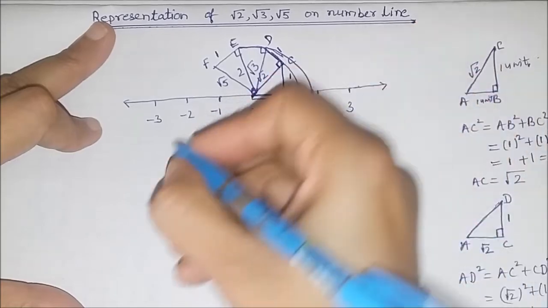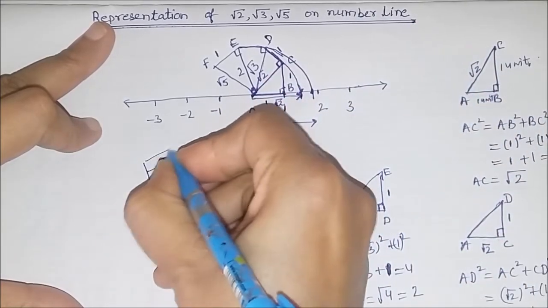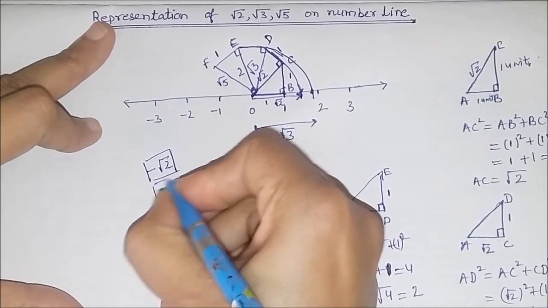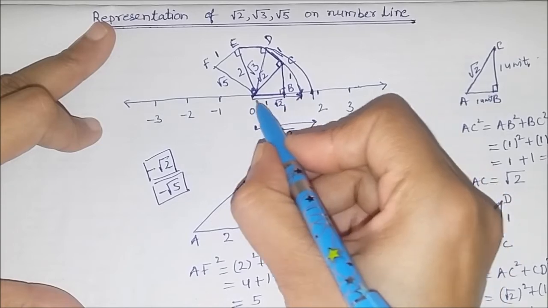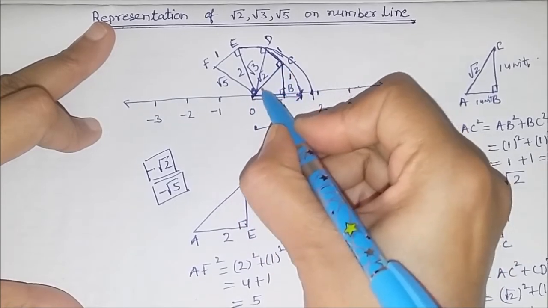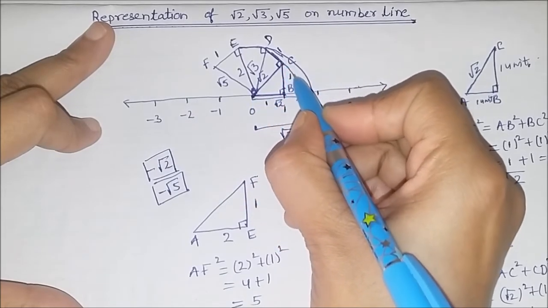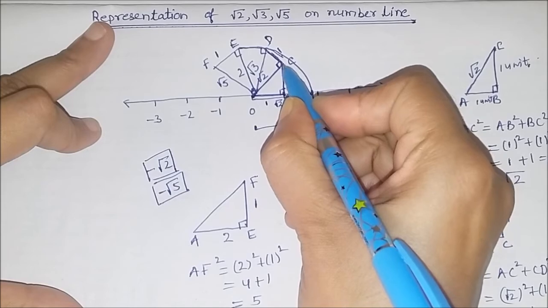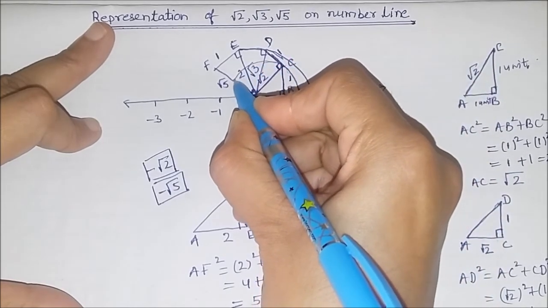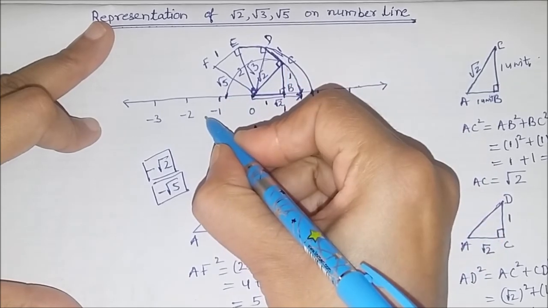Similarly, if we need to draw minus root 2 or minus root 5, what will we do? We will look at the same triangle. This was 1, this was 1 and this is root 2. Taking A as center and AC as radius, root 2 was this arc. We will complete this circle to this side also, like this. And it will represent minus root 2 on this side.